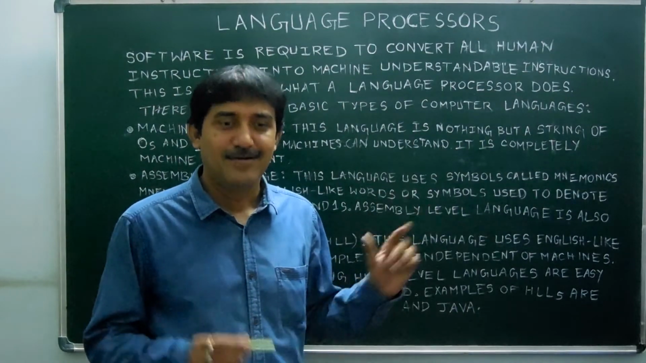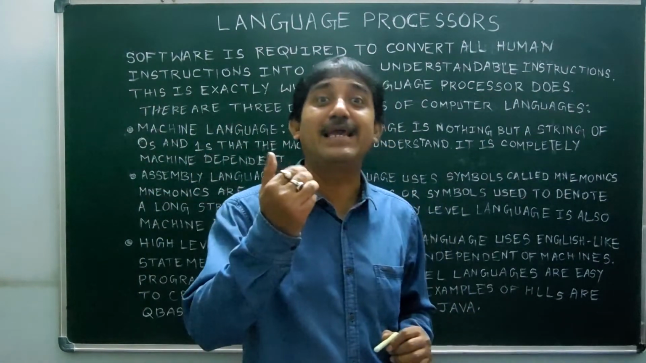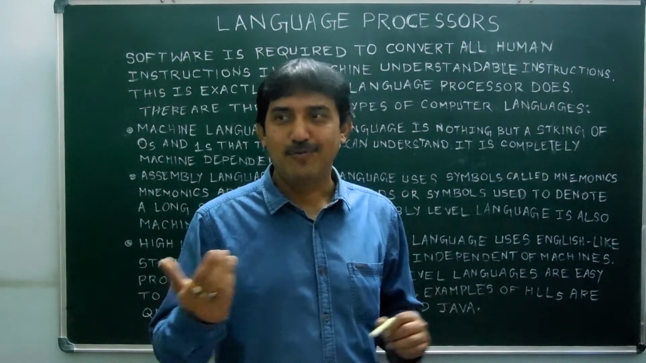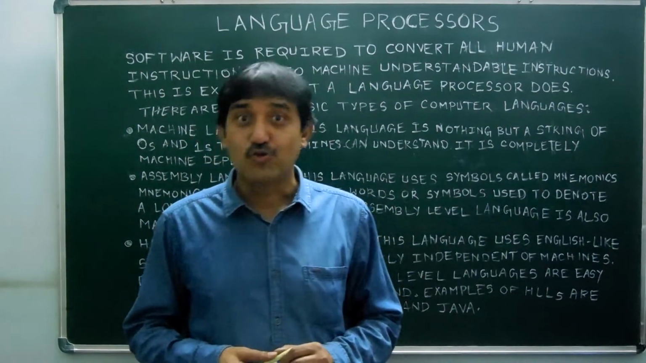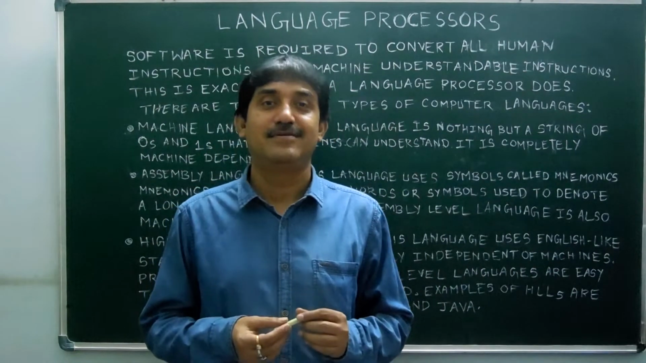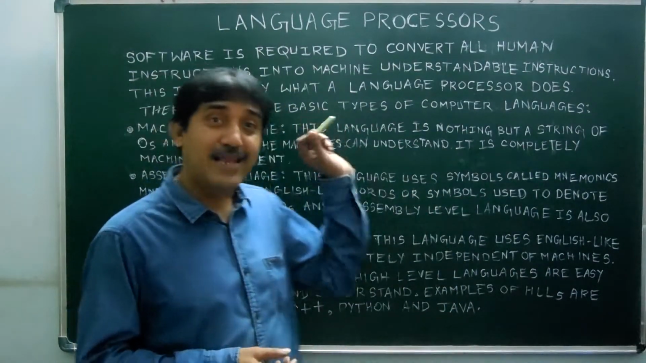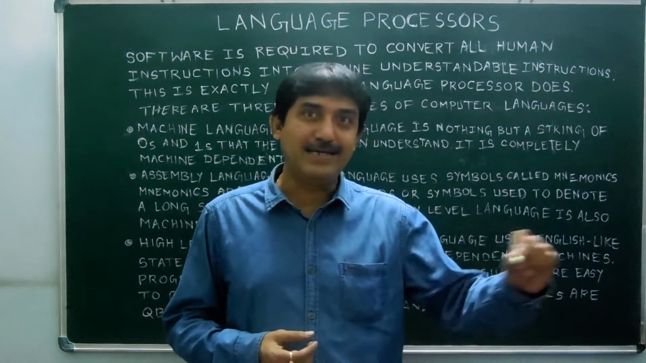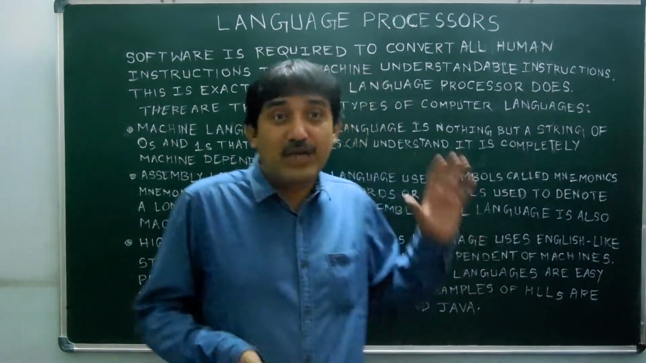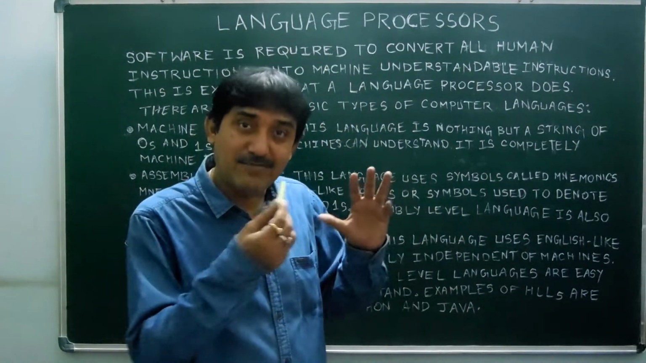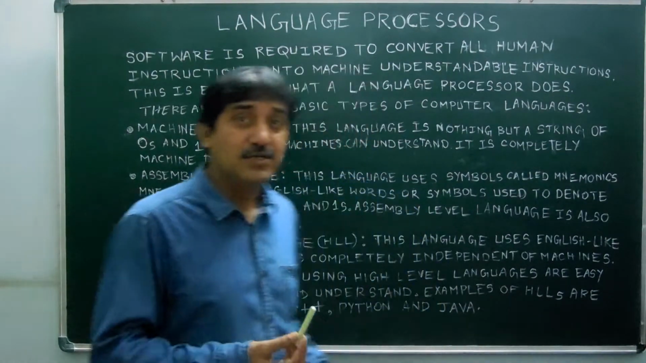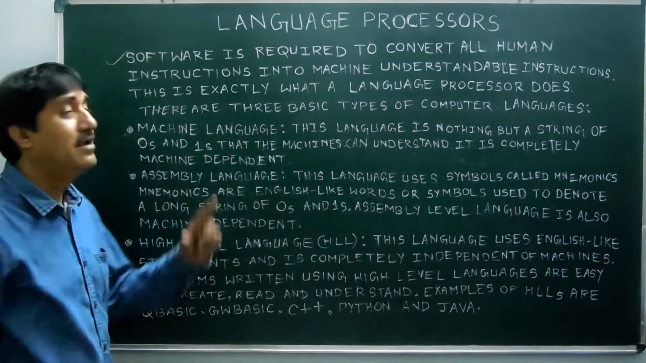The example I have given is that if I speak in English to you and you do not understand English, then you will not understand anything. So there must be someone who will help you understand, and that is the language processor. An interpreter is a language processor, it interprets something. In this case, any language you put in should be converted into machine language so that the machine can understand. So let us see what a language processor is.